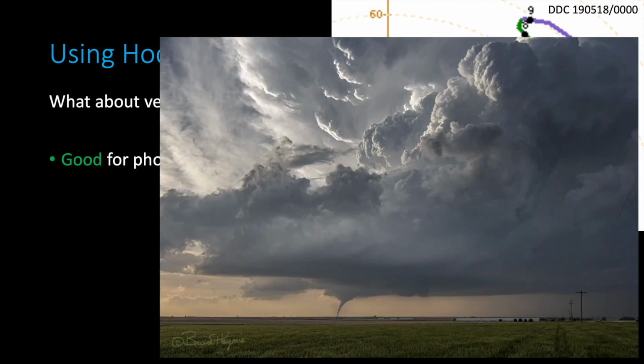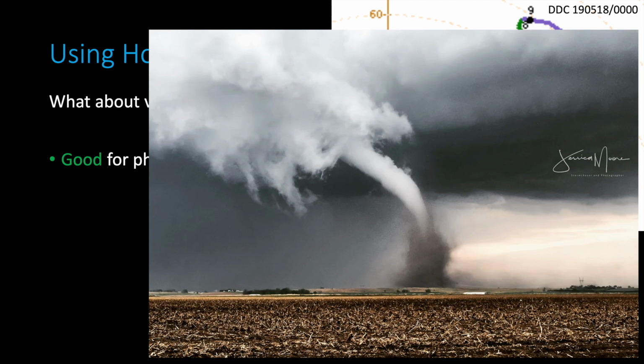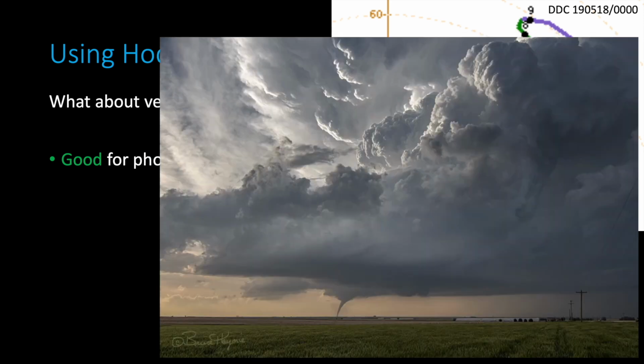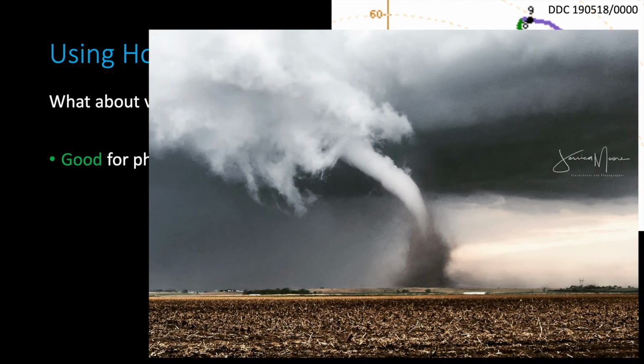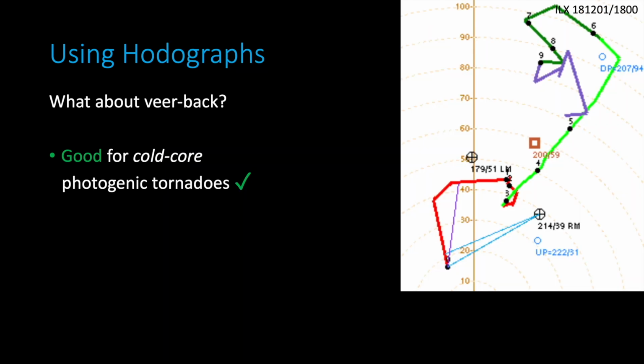tornadoes. This was just an amazing shot by Bruce Haney of the Forgan, Oklahoma tornado event back in May of 2019. And almost simultaneously, Jessica Moore was shooting this out near McCook, Nebraska. So by all means, if you don't like veerback, I encourage you not to chase setups like this, because you definitely won't see stuff like this.